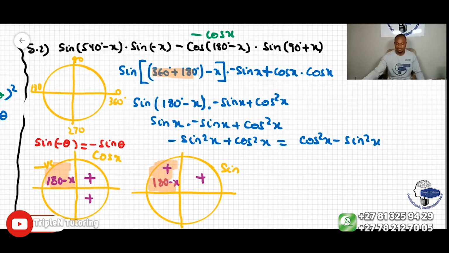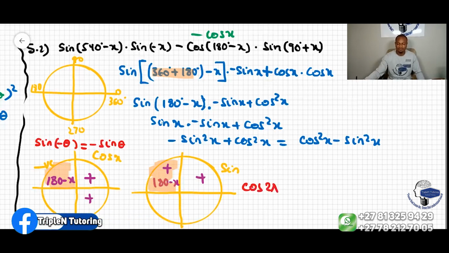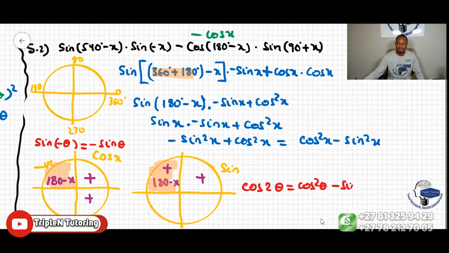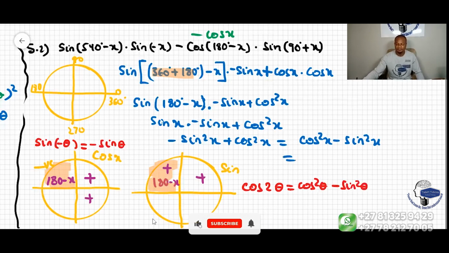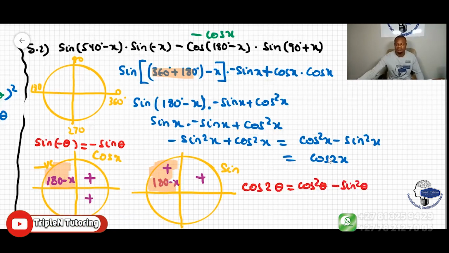Now, remember the property: cos of 2 theta equals cos squared theta minus sine squared theta. This is a double angle property. So we can reduce this into cos of 2x. This is the final answer. We reduced the whole expression into a single trigonometric term. Thank you.